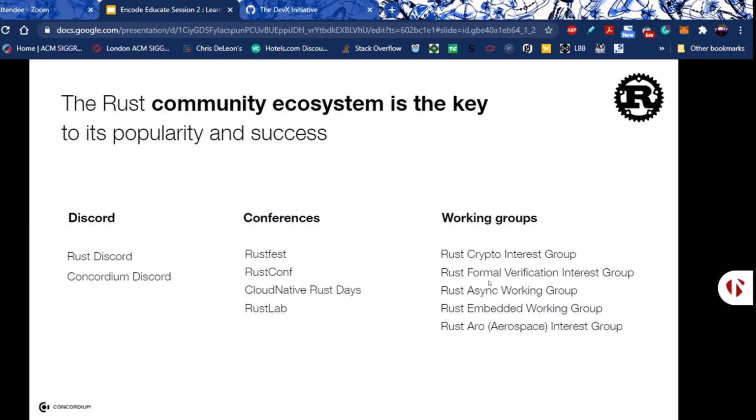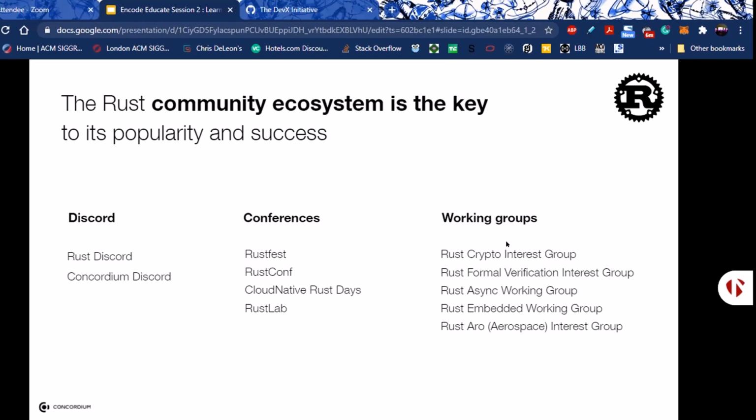There are conferences as well. Rustfest is the big global conference for Rust. Look out for some Concordium members who are going to be speaking there as well very soon. There's also RustConf, which is more centered towards the USA, but again, it's open to all. There's Cloud Native Rust Days, which is coming up as well. That is a cloud native focused Rust conference, and there's Rust Lab, which is another conference based out of Italy.